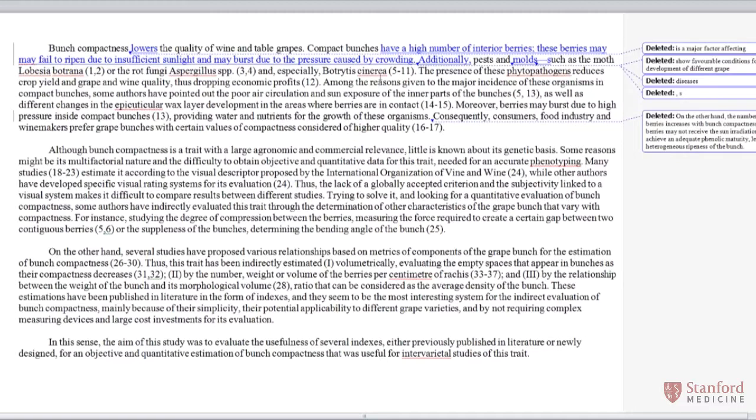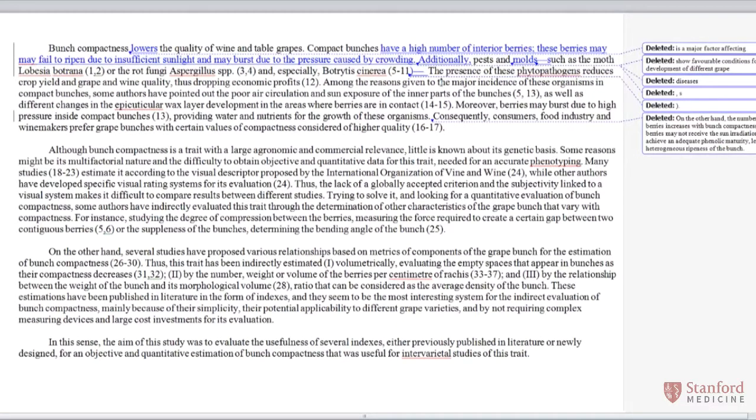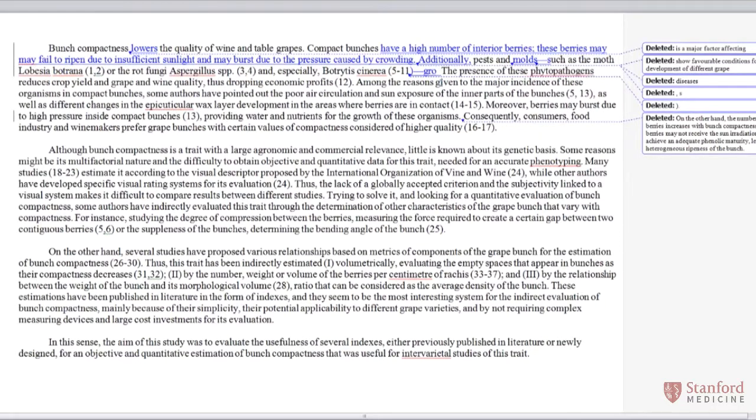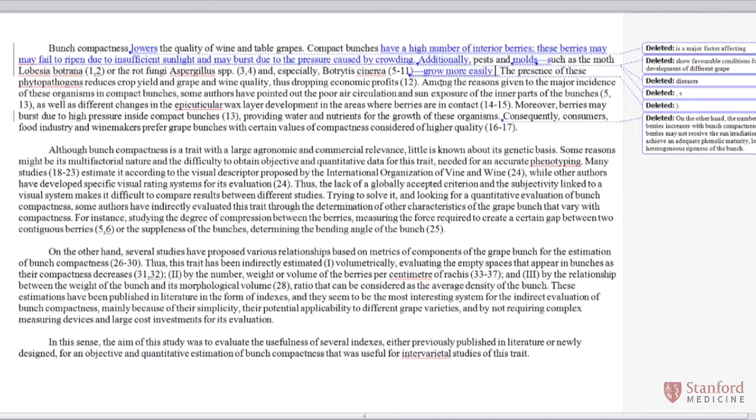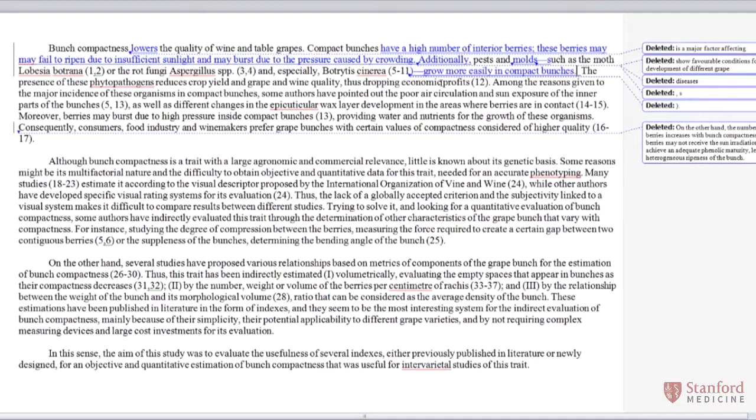So how about we just put all of those examples in some dashes. Additionally, pests and molds, such as da-da-da-da, the reader doesn't mind if you stick in all these examples in the dashes like that. These pests and molds, well, what do? They grow more easily in compact bunches. So let's just say that really simply. So they like that environment.